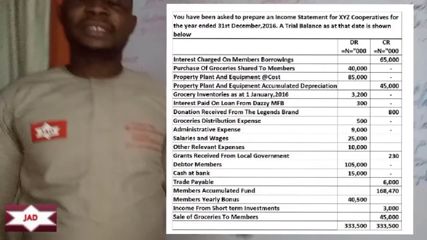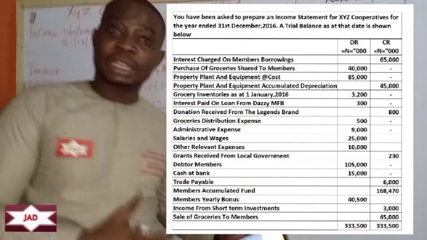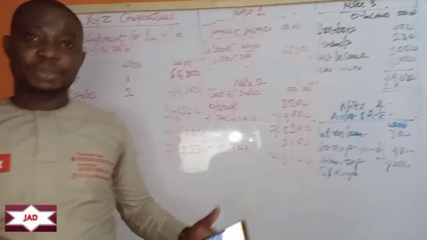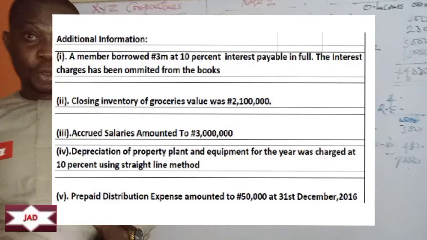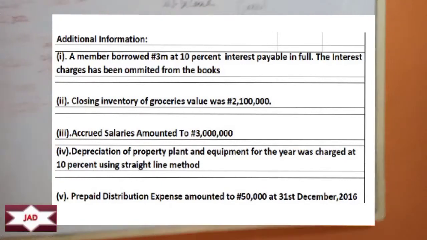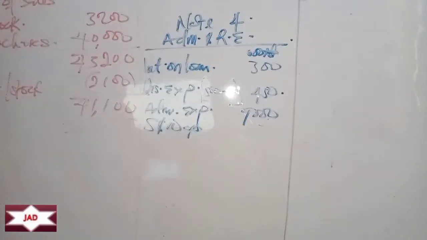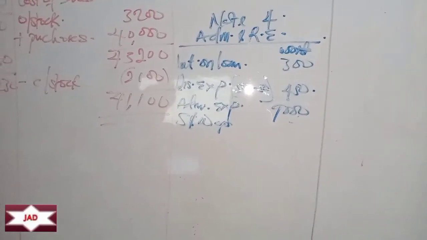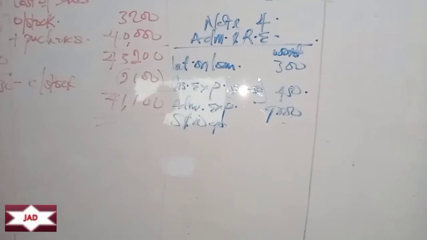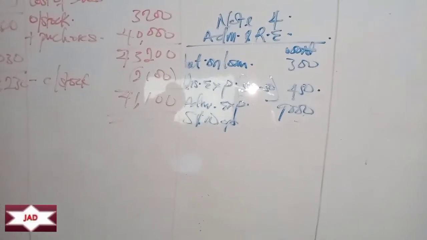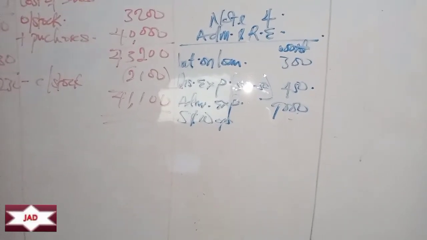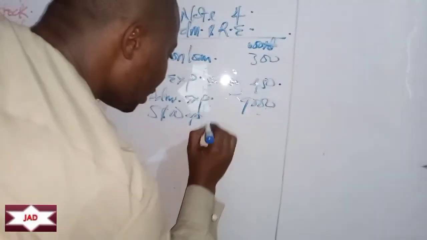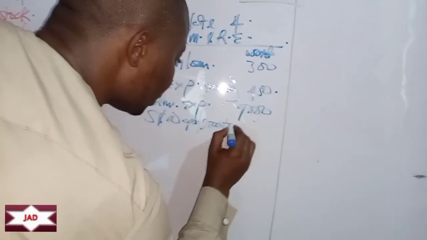What's the next one there? Salaries and wages. We have 25 million. So what is the information on salaries and wages there? Accrued salaries, 3 million. Remember your accrued expenses. Accrued expenses are expenses that are due for payment but are yet to be paid. So you've incurred them but you've not paid for them as at the period of reporting. You can check jadosconsulting.com, take your class on accrued expense or accruals in general.